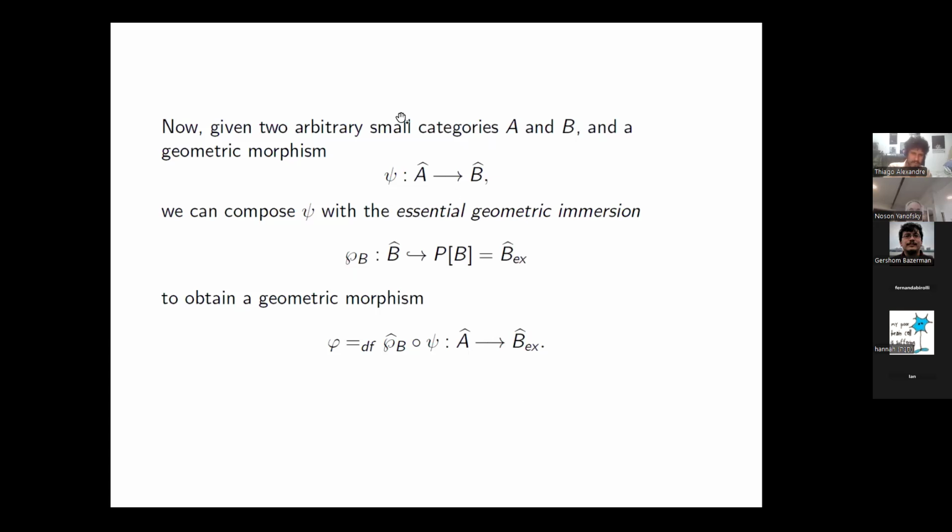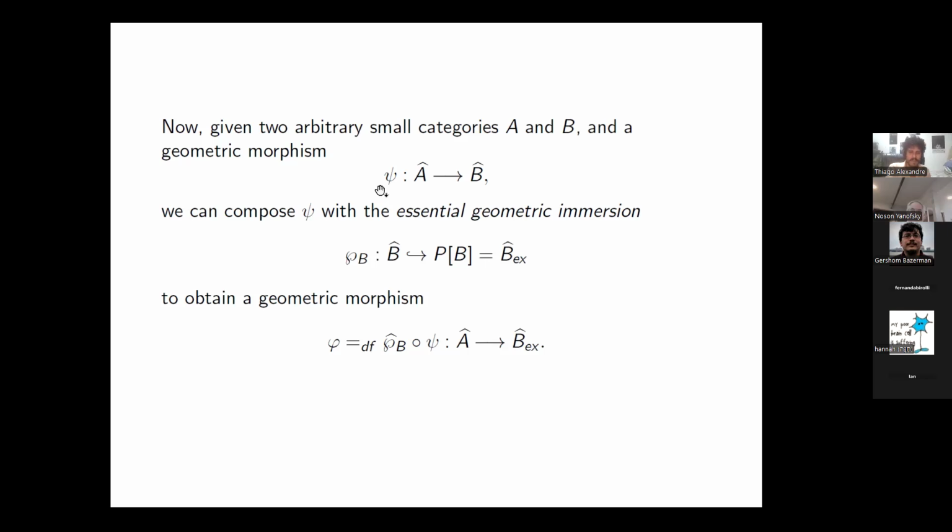But this is also important to analyze the case of a geometric morphism when the target category B is not necessarily finitely complete, because in the case when it is finitely complete, we know exactly how to extend a derivator D to the geometric morphism, right?